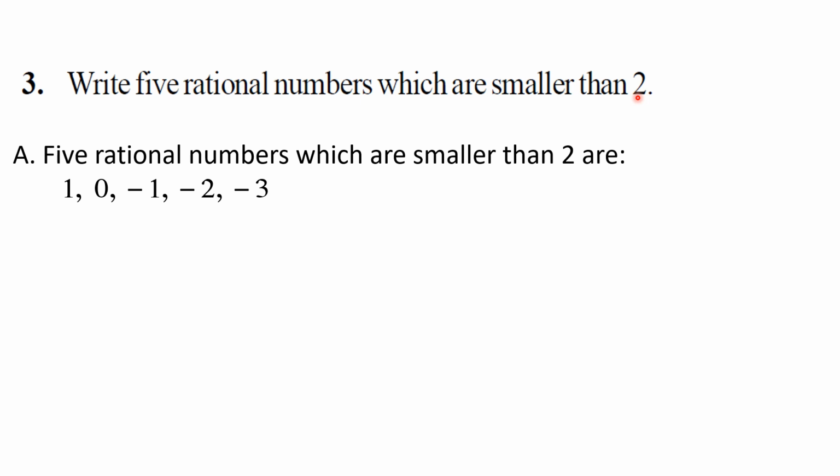2 is positive. So you can take any 5 numbers with a negative sign, because any negative number is smaller than any positive number. 2 is positive, so you can take minus 1, minus 2, minus 3, minus 7, minus 13, minus 420, minus 1000, minus 1 million, minus 1 trillion, whatever number you can take. So we will take the simple ones. Just imagine the number line in your mind. So 2 here towards the right, start moving towards the left. So 1, 0, minus 1, minus 2, minus 3. So I have listed these 5 numbers smaller than 2. But again, to remind you that there are innumerable, infinite, countless rational numbers which are smaller than 2.